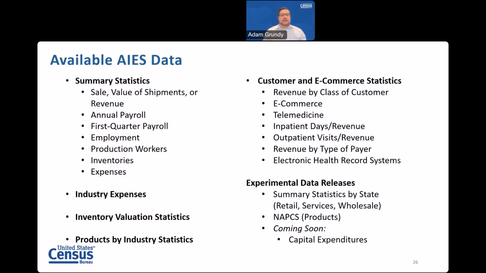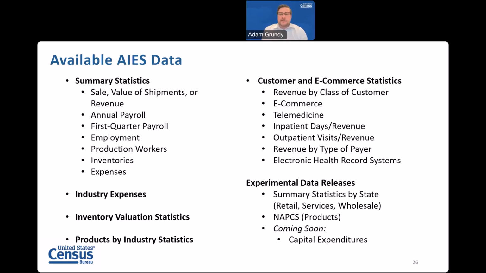This includes things such as telemedicine. So like I mentioned before, looking at key industries that have changed over time, and also electronic health record systems, looking at wherever we can leverage the data sources in order to make sure that we provide the most relevant and timely data possible. And of course, our experimental data releases are a big part of the AIS data too.